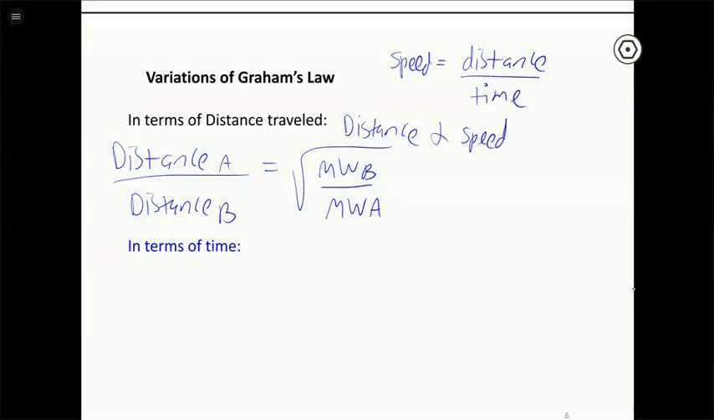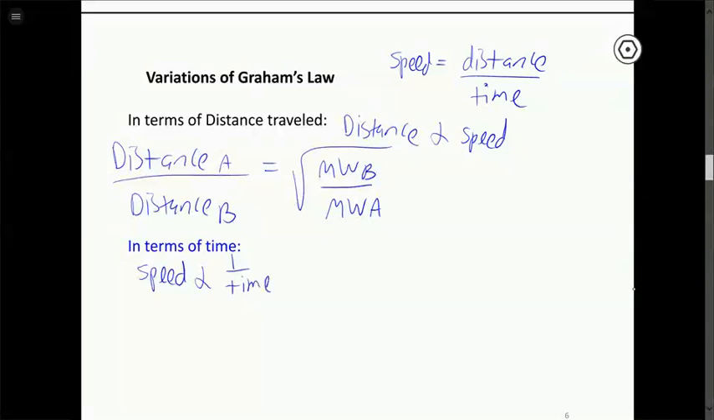And remember that for speed, which is what the standard equation is derived for, that's going to be inversely proportional to time. So in other words, if we're taking, again, two samples of gas at the front of the room and measuring how long it takes them to get to the back of the room, if one gas is moving faster, it's going to have a shorter time to get to the back of the room. If another gas is moving slower, it's going to take a longer time to get to the back of the room.